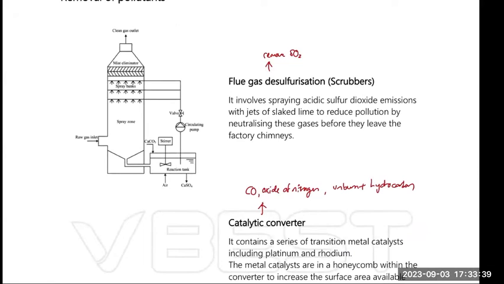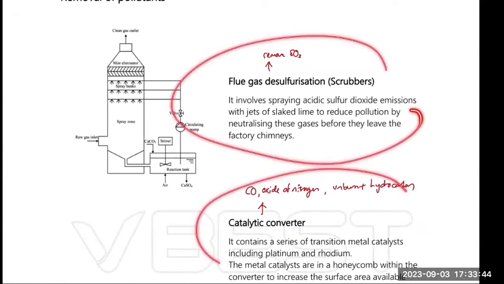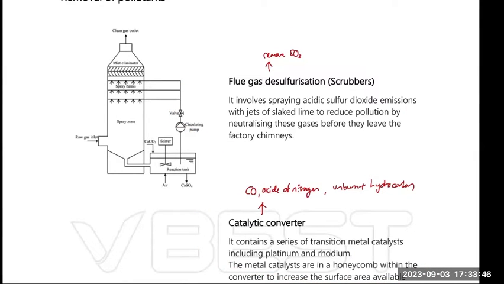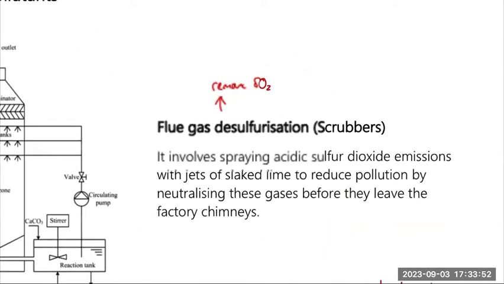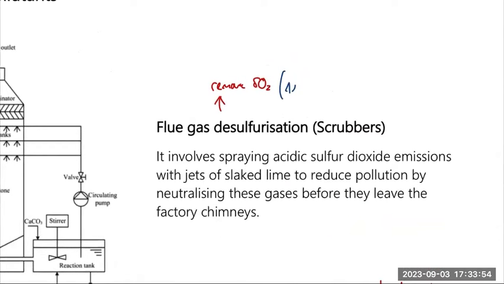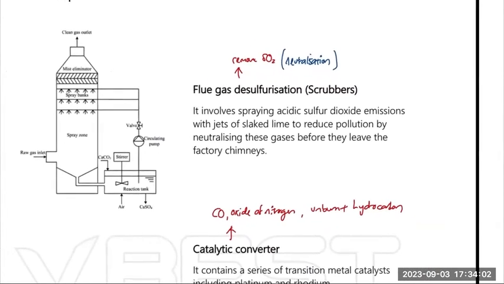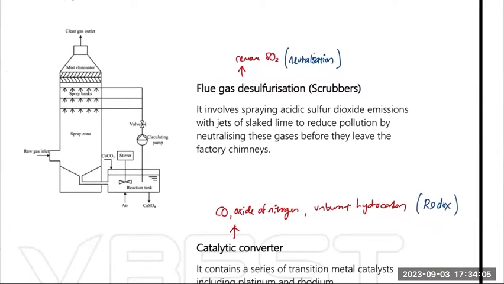Okay, but I want you to copy another thing. They also like to ask about both of these methods, right? They're using different theory to remove it. That's why you also copy down the types of reaction. Flue gas desulfurization basically uses the neutralization method to remove, whereas the catalytic converter uses the redox method to remove. The oxidation reduction. That's why we have to learn these two different methods, each of them removing a different thing.